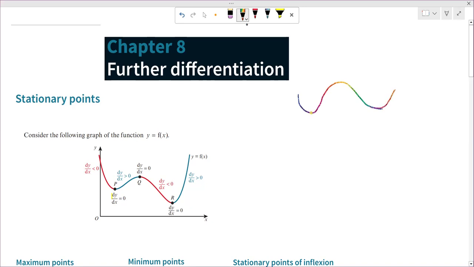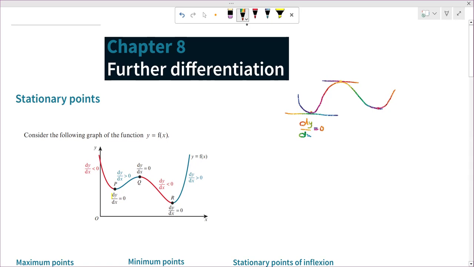So this point, turning point, these are the turning points. These points are called stationary points, where the tangent touches the curve at one point. That is a turning point. At the turning point, dy by dx will be 0. Okay, at this point, dy by dx is 0.